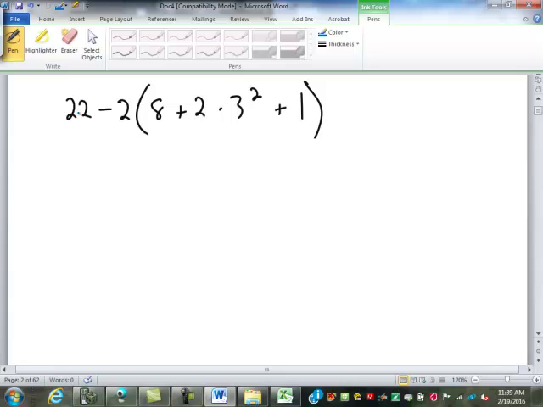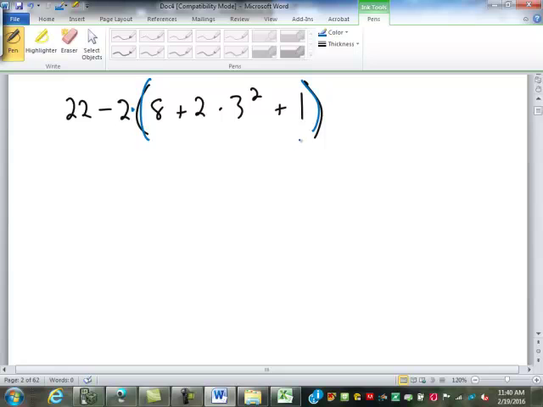You can't do that because the 2 is subtracted from the 22, but it's also multiplying what's in the parentheses. Order of operations says you've got to multiply before you can subtract. So that subtraction can't be done quite yet. So we have to do our order of operations. Our first level of priority is those enclosing symbols.